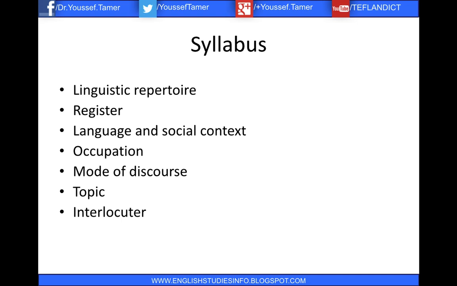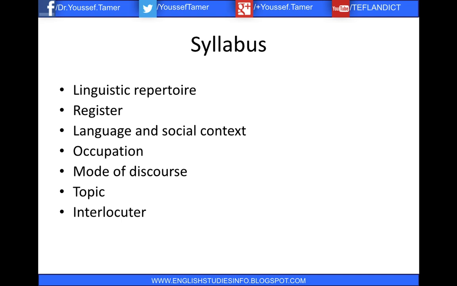An interlocutor simply refers to the person to whom you are speaking, the person you are addressing, the receiver of your message, the hearer. Now, of course, if your interlocutor is your friend, your language is going to be different if your interlocutor is the teacher, your father, or your mother. So the language can be different on the basis of the interlocutor, who you are addressing.